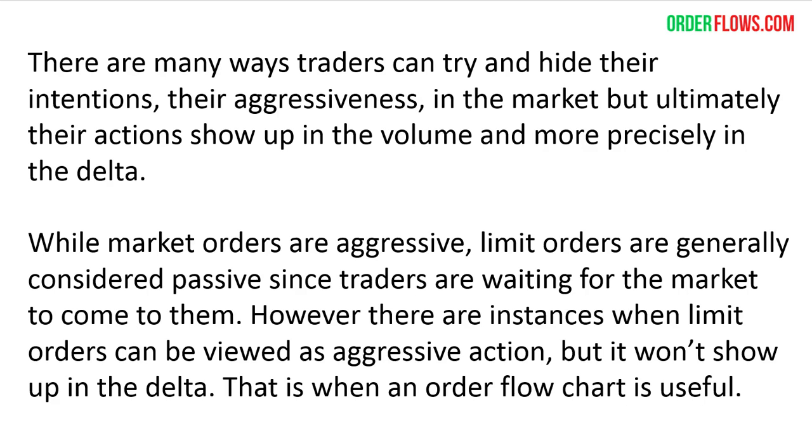Now, while market orders are aggressive, limit orders are generally considered passive, since traders are waiting for the market to come to them. However, there are instances when limit orders can be viewed as aggressive action, but that won't show up in the delta as aggressive action. It'll show up as normal volume traded on the bid. It actually shows up opposite.